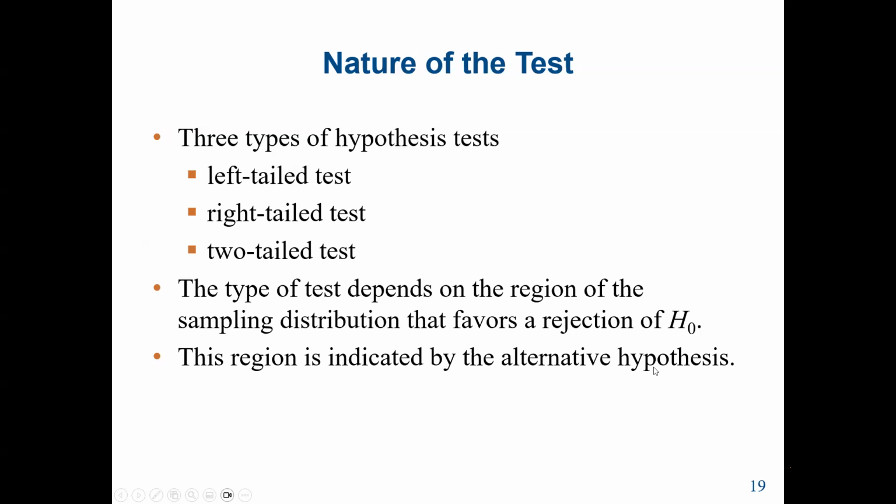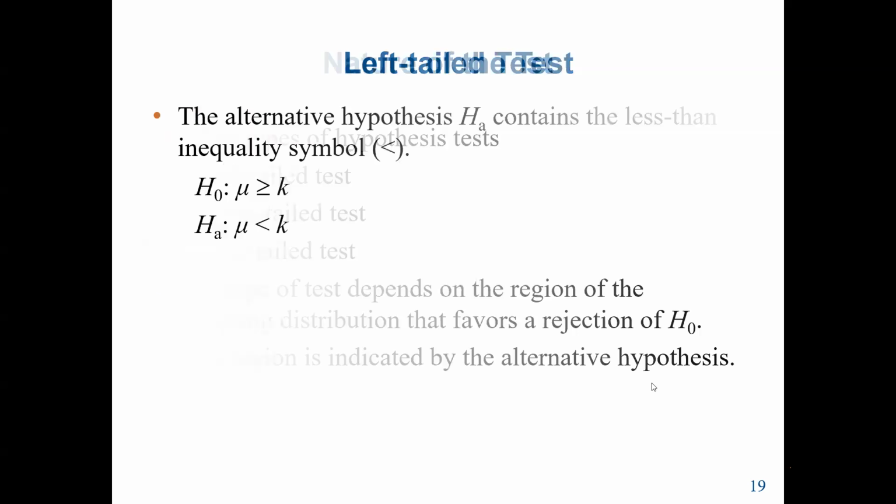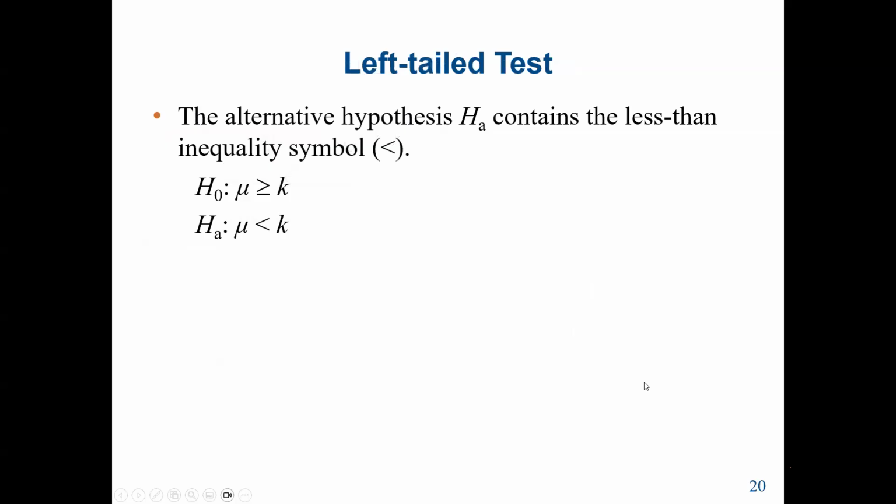The region is indicated by the alternative hypothesis. So this is an example of a left tail test. The left tail test means H0 must be greater than or equal to K. K can be any value. Then this means HA is less than K. So that's why we say it's left tail, less than.